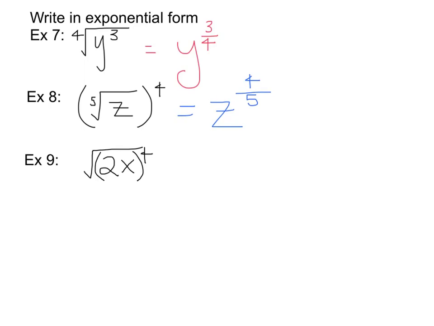We have the square root of 2x to the 4th power. So now this is still the same thing, it's just a little tricky because if you do not put your 2x in your parentheses, you would get it wrong. 4 is the numerator, and then the index that's right here that you can't see is going to be a 2 since it's a square root.